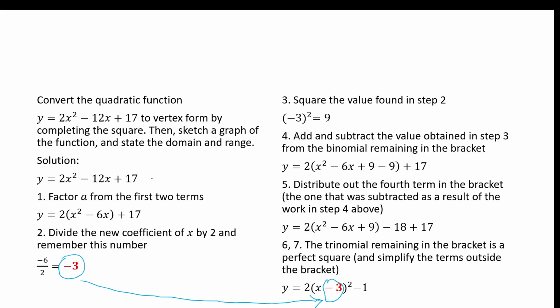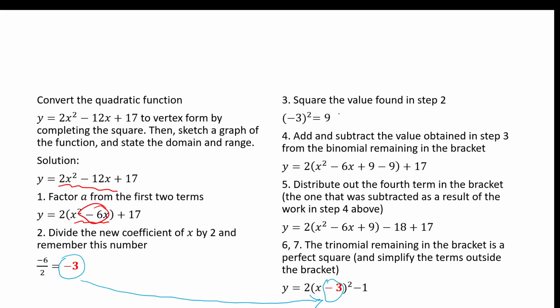Well, like we said, the first thing we can do is factor that lead coefficient from the first two terms. Factoring 2 from 2x squared minus 12x gives us x squared minus 6x. And what we're then going to do is divide this remaining coefficient, the negative 6, the coefficient of x, by 2, but we're going to make a point of remembering that. Okay, so the answer is negative 3.